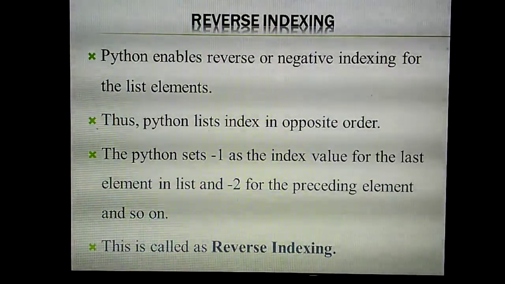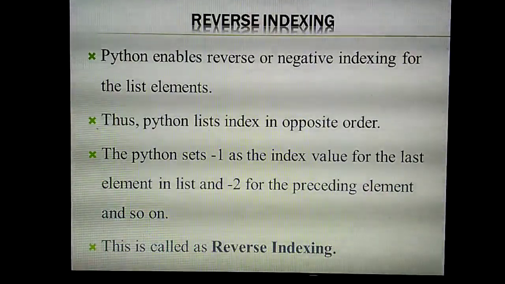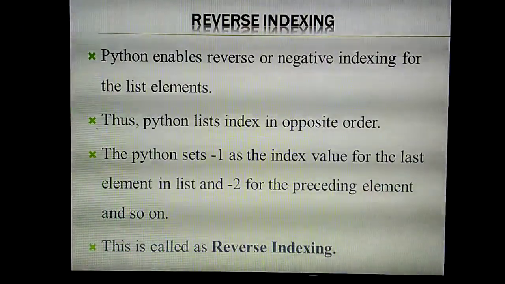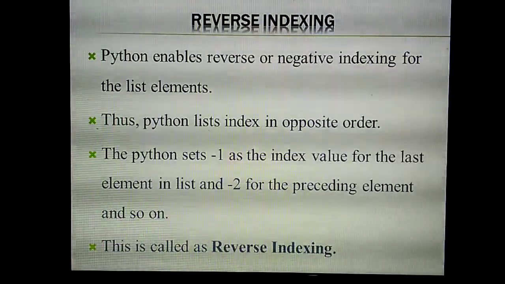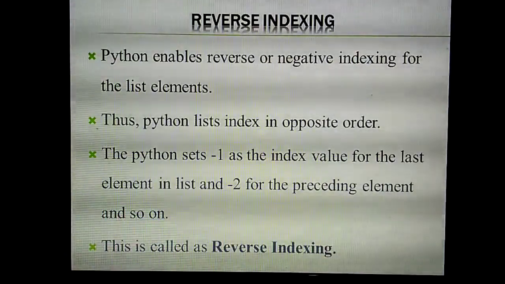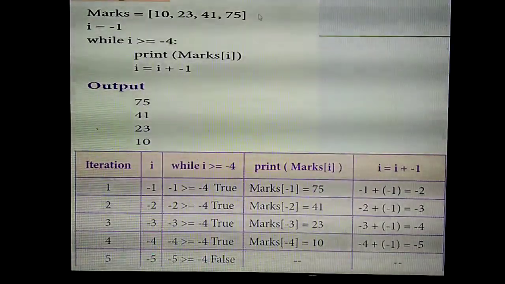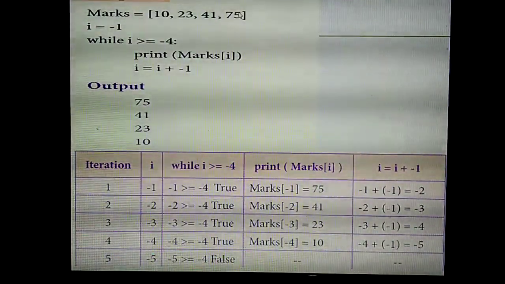So this concept we call reverse indexing. Understand, this is very important. The index values are allocated from the last, starting at -1. That indexing we call reverse indexing. This is the example program for reverse indexing.